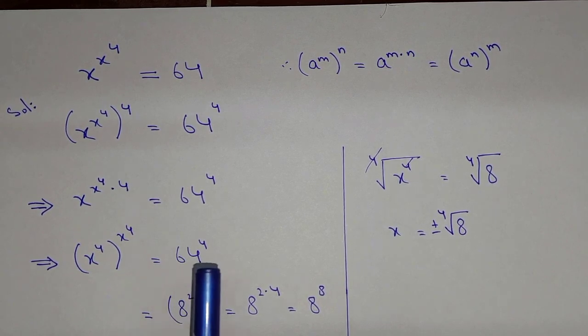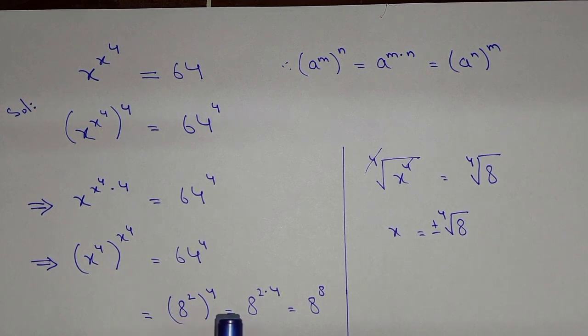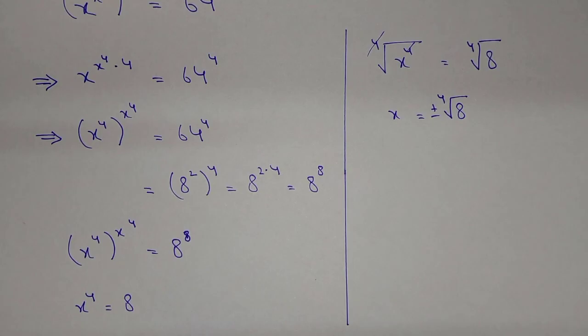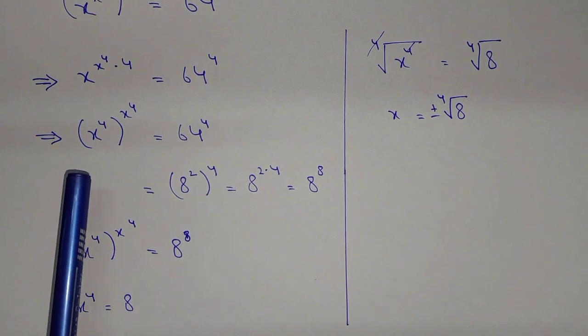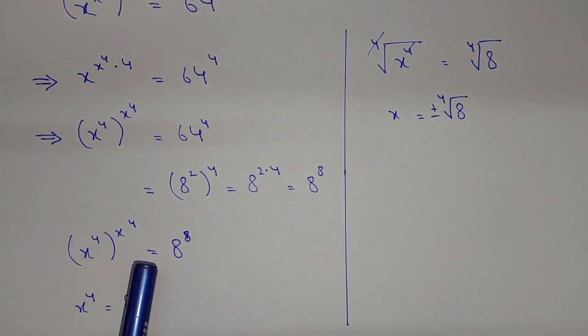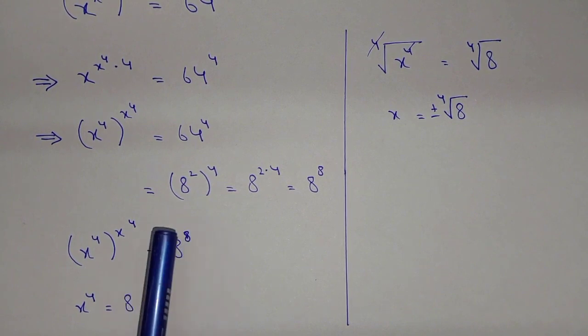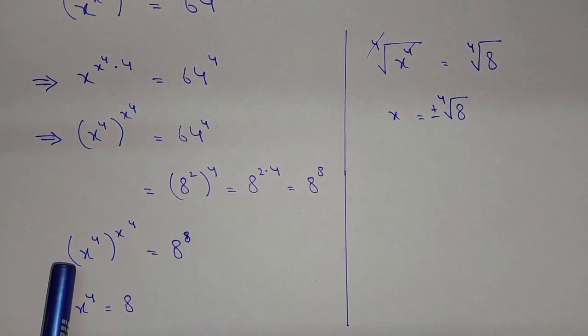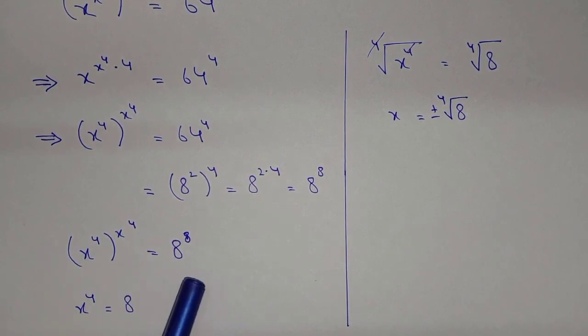64 power 4 can be written as (8 square) whole power 4 equal to 8 power 2 into 4 equal to 8 power 8. It means we can say that (x power 4) whole power x power 4 equal to 8 power 8. Now here we have (x power 4) whole power x power 4 equal to 8 power 8.